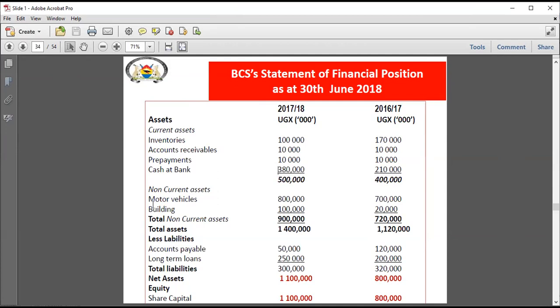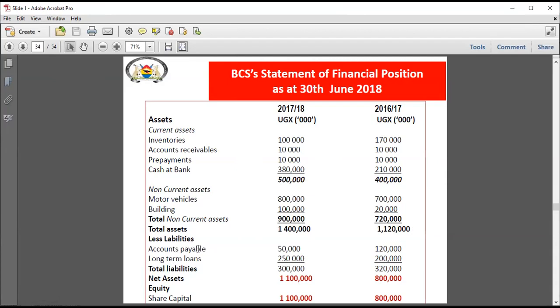Non-current assets, of course, we have examples like motor vehicles, buildings, fixtures and fittings, equipment, and so on. So we also go ahead to record these values. Now, of course, these values are net of the accumulated depreciation. Basically, these are net book values. So we have, of course, the total assets, as you can see there.